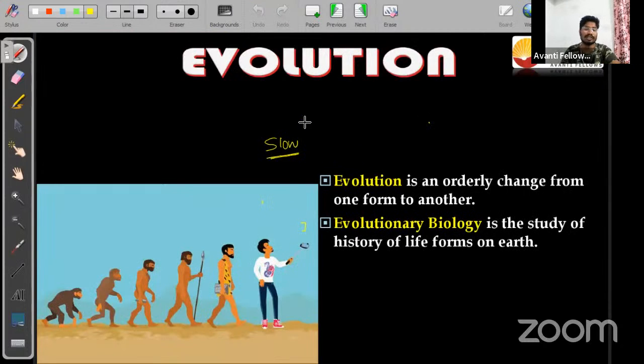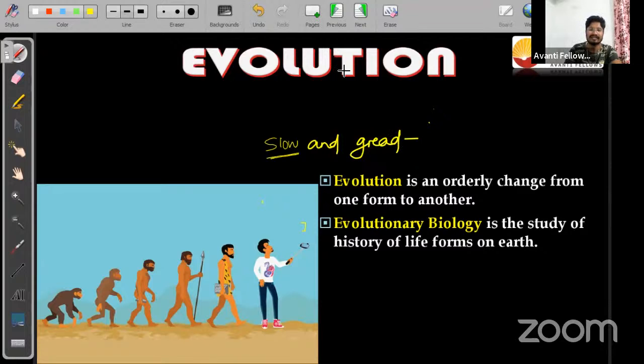There we'll be talking about what is evolution. We are going a little bit faster today, okay, because it's a revision class. Remember this one. Evolution is nothing but an orderly change, or a slow and gradual process.